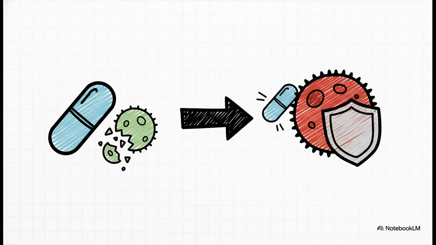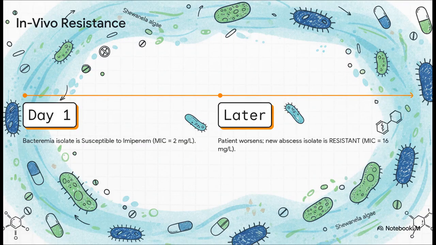Just because the bug is susceptible on day one, that doesn't mean you're in the clear. This is one of those clever bacteria that can actually develop resistance during therapy. A drug that was working perfectly can suddenly stop working right in the middle of treating the patient. And this case study is the perfect and, frankly, scary example.